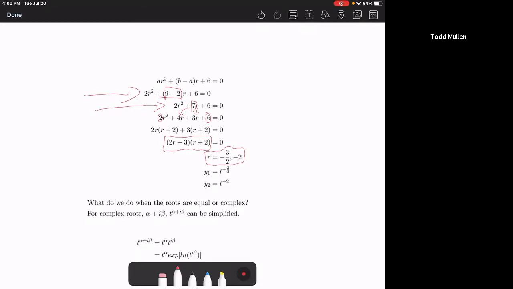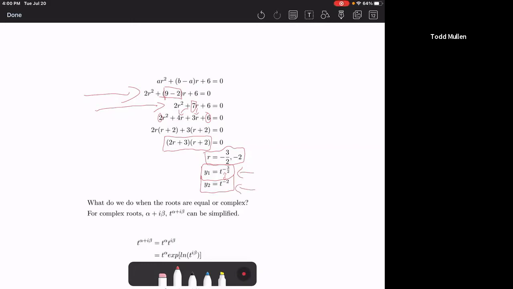And just like section 4.2, as soon as we get our two r values, we're actually done. We have y1 is equal to t to the negative 3 over 2, and y2 is equal to t to the negative 2. And that's clearly why t couldn't be equal to 0. It's because we're dividing by t in both of these instances. They're in the denominator because of that negative exponent. So these are our two linearly independent solutions: y1 is t to the negative 3 over 2, y2 is t to the negative 2.